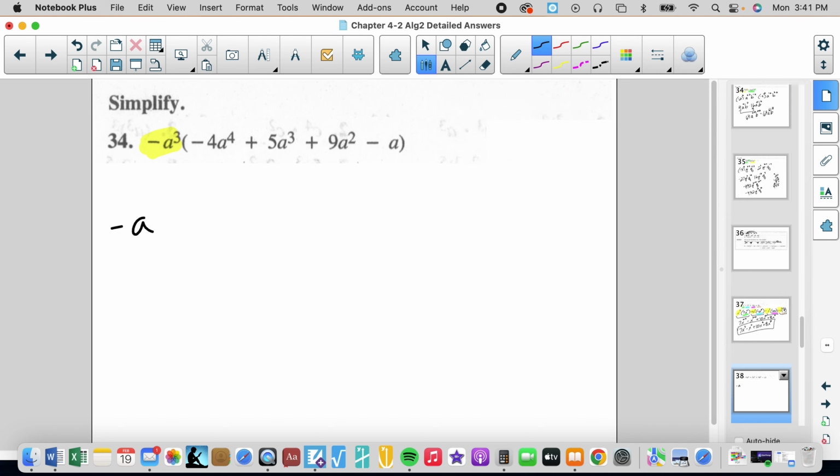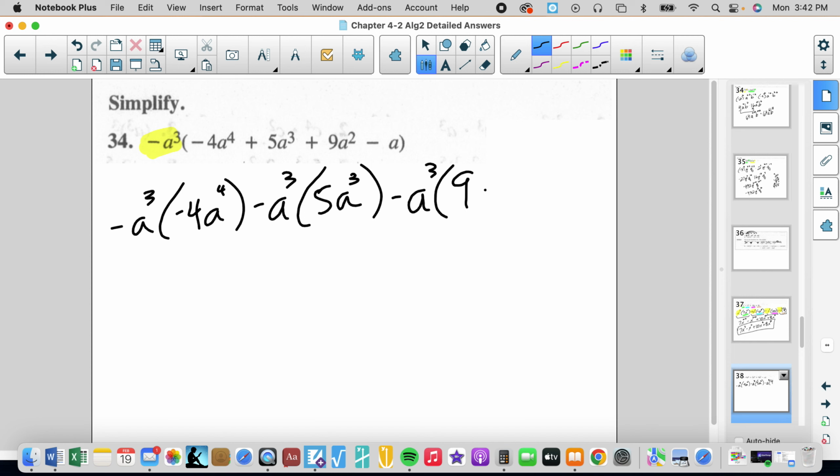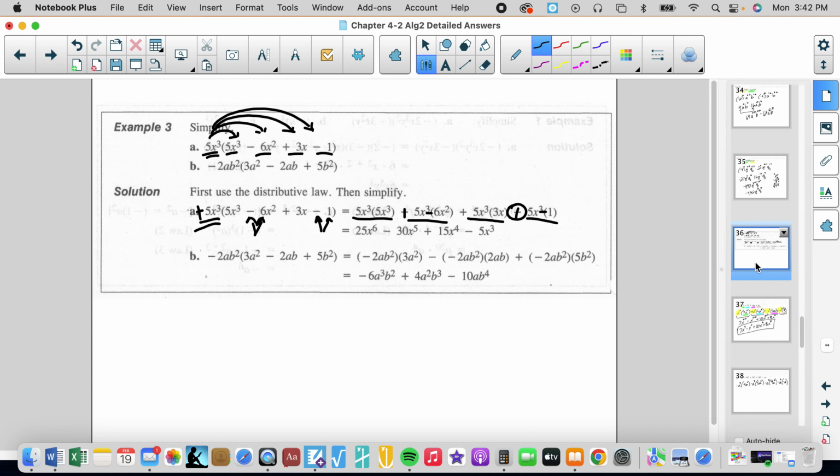Negative a to the third times negative 4a to the fourth, minus a to the third times 5a cubed, minus a cubed times 9a squared, minus a cubed times negative a. See, it would be interesting to see what they did when you're distributing out a negative. Oh, here we go. Yeah, see, look at all these negatives. It's too confusing. That makes no sense. When do I keep it? Whoa, why didn't I distribute a negative here? Blah, blah, blah. It's horrible.